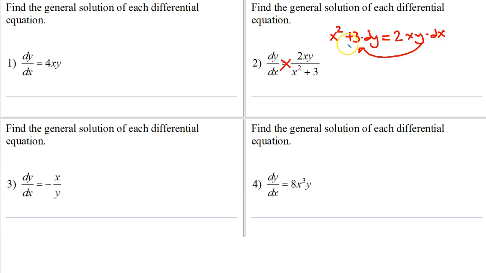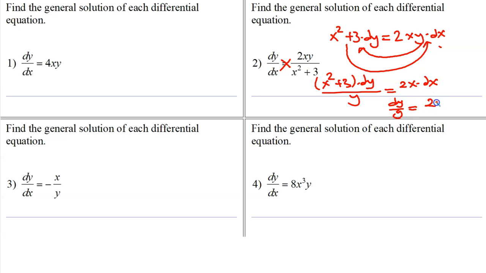Alright, so first we have to move this y across over here, and we have to move this x squared plus 3 across over here. So first I'm going to divide each side by y. So we get x squared plus 3 times dy divided by y equals 2x times dx. Okay, then we need to move this x squared plus 3 to the other side. We can do it only by division. So that's going to be dy over y equals 2x times dx divided by x squared plus 3. Alright, so we finally and successfully managed to separate the variables.